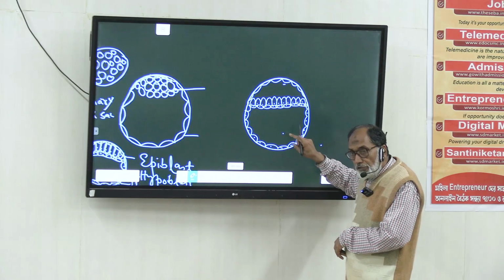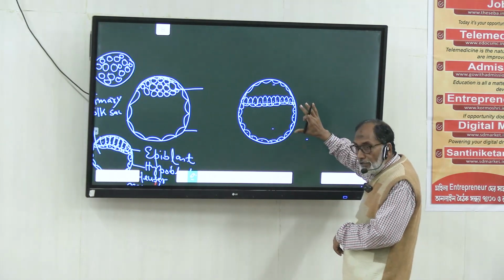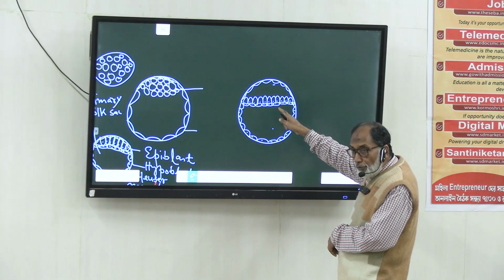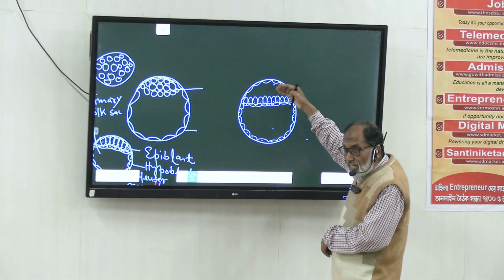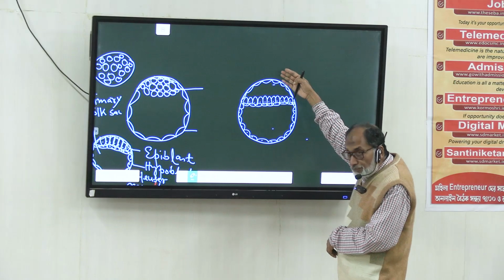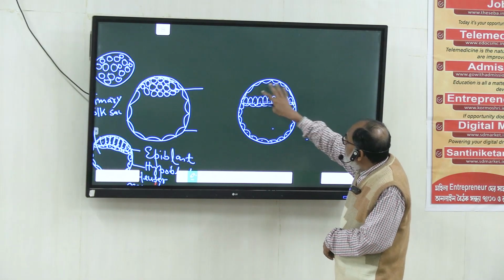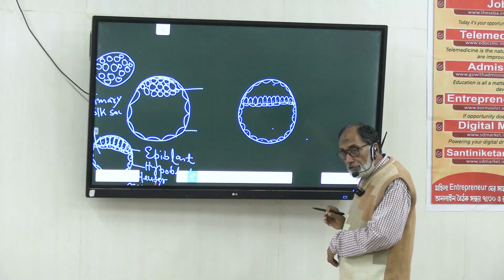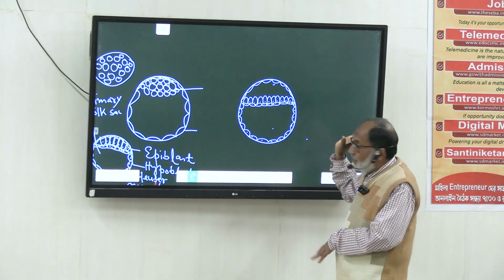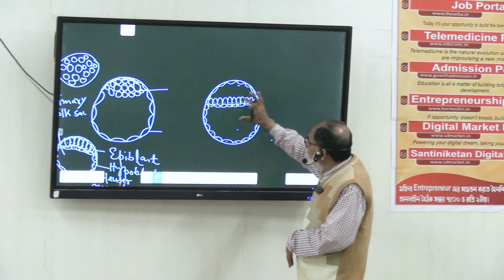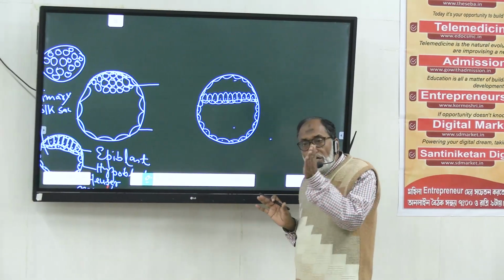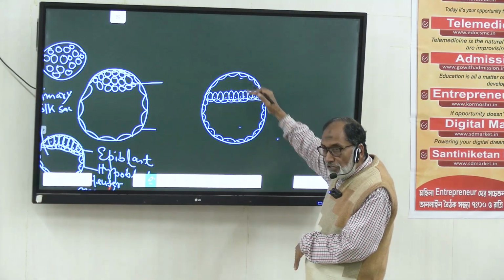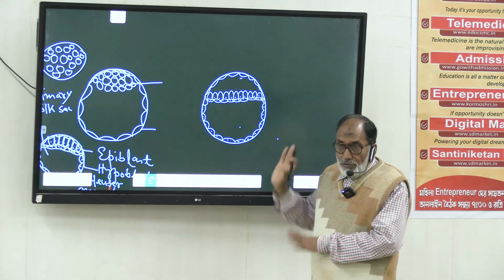Here we have seen the primary yolk sac cavity is lined by cells coming from the hypoblast. But this cavity is lined by cells coming from the trophoblast. Now this cavity is known as the amniotic cavity, and this is the primary yolk sac. So now our embryo is at the two layer stage, epiblast and hypoblast. Is it clear?